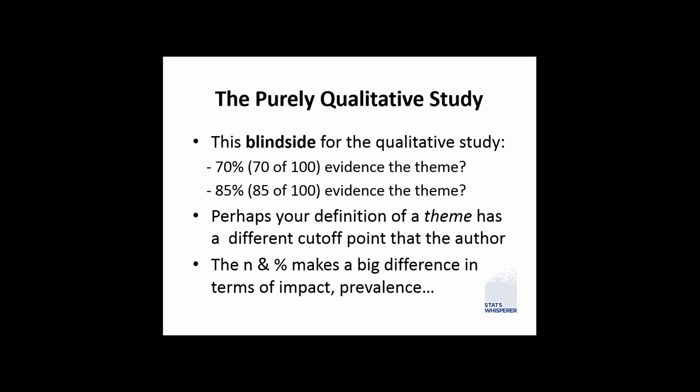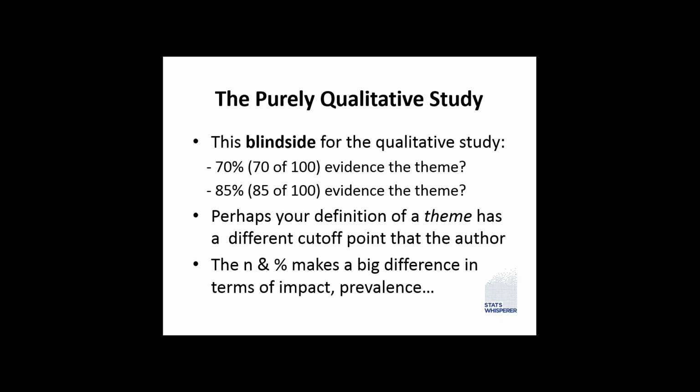Right? Now, why is this important? Well, researchers are all different, right? Everyone has different criteria. People consider different things valid and not valid. So perhaps your definition of a theme has a different cutoff point from the author. So perhaps the author feels if 70% of people say it, it's a theme. But perhaps you feel it has to be more like 80% or 85% of the people to become a theme. If it's less than 80%, you don't consider it a theme, right? Well, if they don't mention the number and percentage, you can't make that judgment.